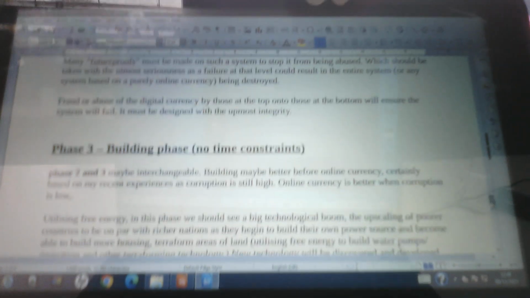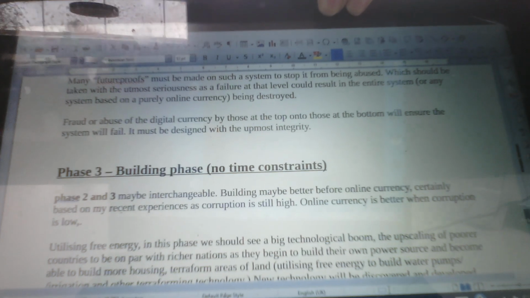Phase 2 is going to be either the build phase. Phase 2 and 3 are kind of interchangeable. Whilst you're making the power, whilst you're getting excess power, the people were supposed to be developing the technology, so you get a technological view. So phase 3 was the building phase. Let me just see if I can scroll through.